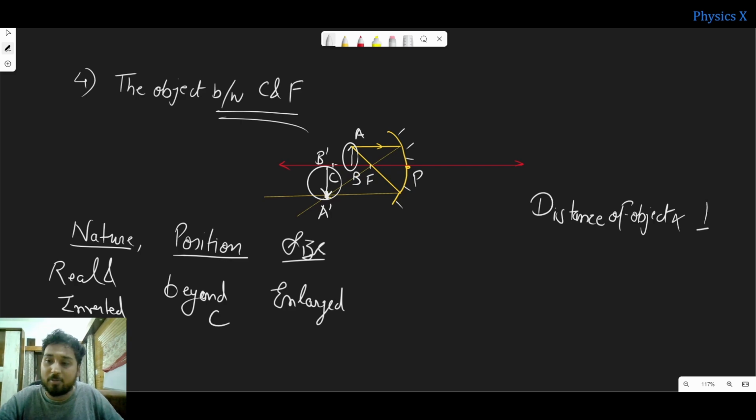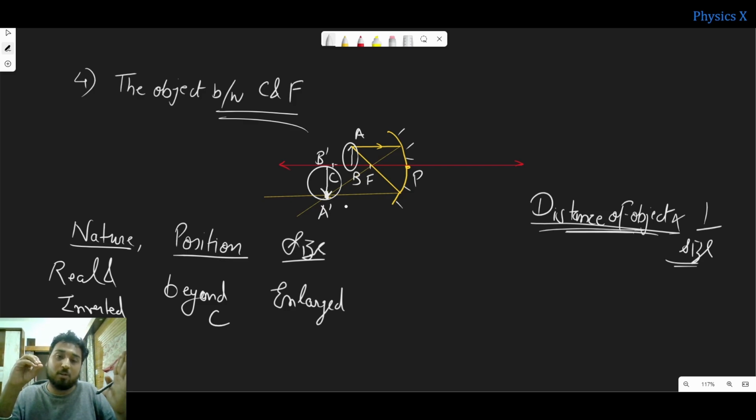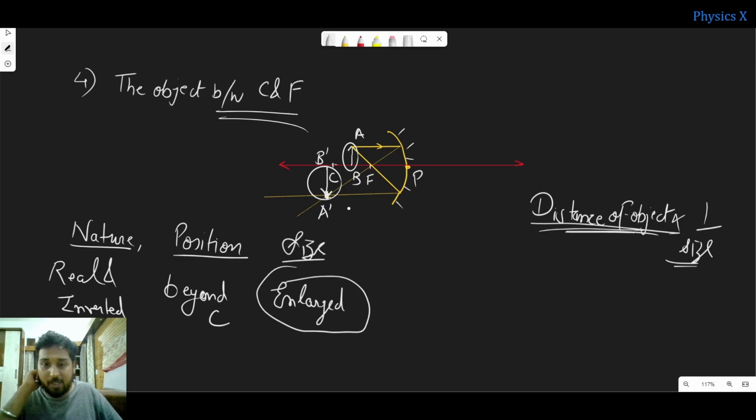The distance of the object is inversely proportional to the size. So the distance of the object, I am considering from the pole only, that is P. If the object is far away from the mirror, the size of the image is small. As you bring the object closer to the mirror, the size of the image is increasing. You can see very clearly. Now between C and F, the size has become enlarged. First of all, it was highly diminished, then of the same size, now it is becoming enlarged. So this is C and F.